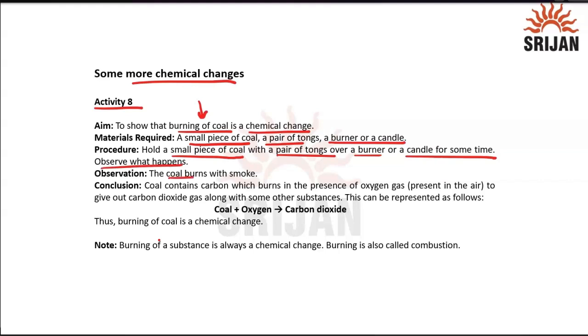We see that the coal starts burning with smoke. The coal contains carbon, which burns in the presence of oxygen gas in the air to give out carbon dioxide gas along with some other substances. So we can say that the burning of coal is a chemical change.